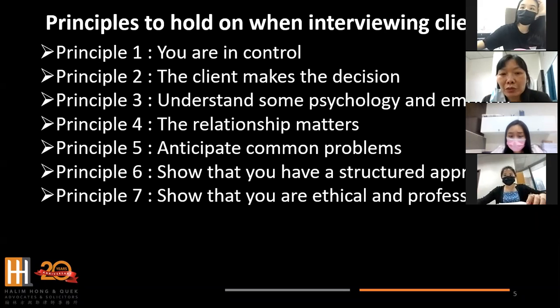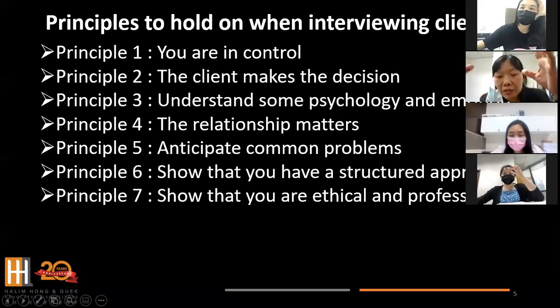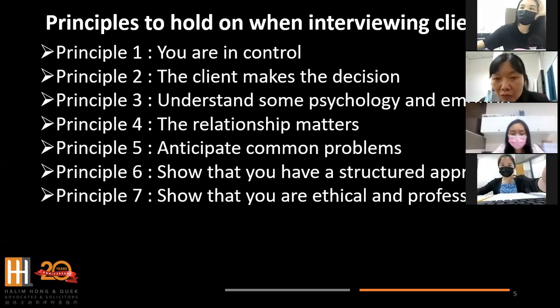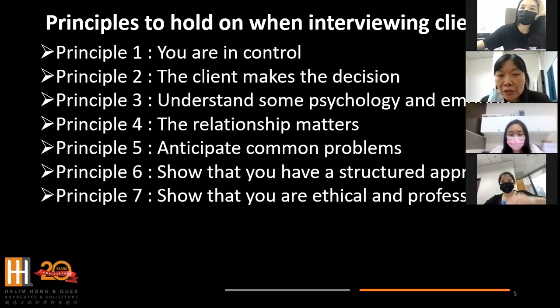Let's say the client is not sure whether they want to go for divorce. You will explain what will happen in the divorce. The client is the one who makes the decision whether, after they listen to what you advise, they still want to proceed ahead with the divorce. So the decision is with the client, but you are in control. You are not there to take instructions, you are not there just to take messages. So when you go there, you have to be equipped, which we will discuss later.